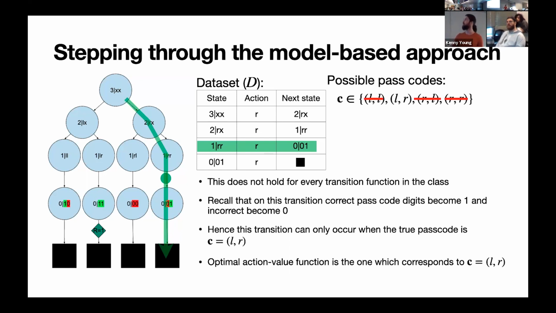And then the optimal action value function just has to be the one corresponding to that same passcode. So there's also a one-to-one correspondence between optimal action value functions, transition functions, and passcodes here.